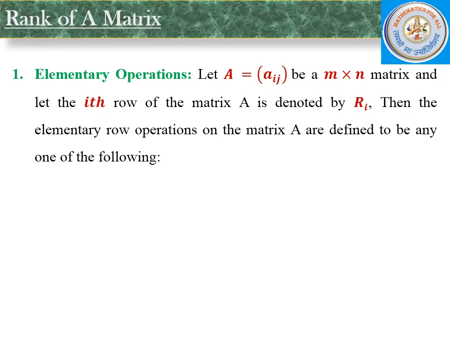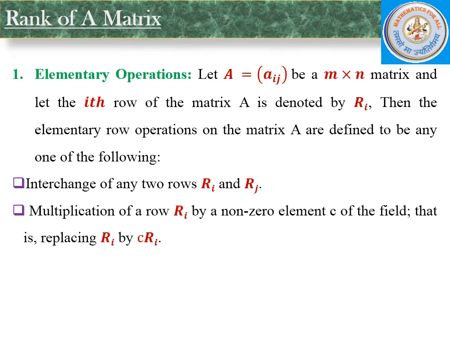Suppose we have given an m by n matrix, and the ith row of the matrix A, that we denote as Ri. Then we can define the elementary row operation on the matrix A in different manner, like by interchanging the two rows Ri and Rj. Suppose R1, R2 are two rows, we can interchange R1 and R2.